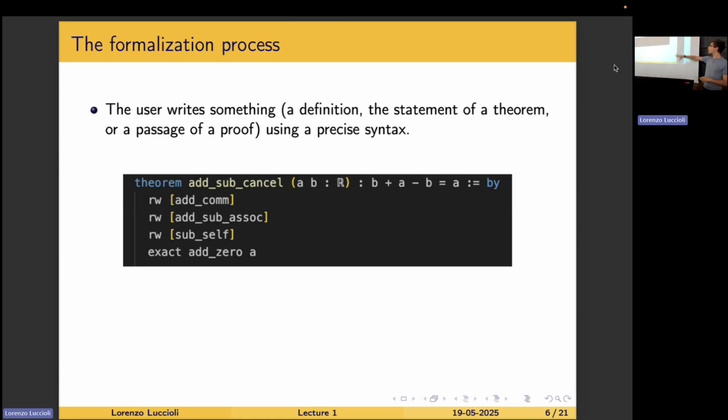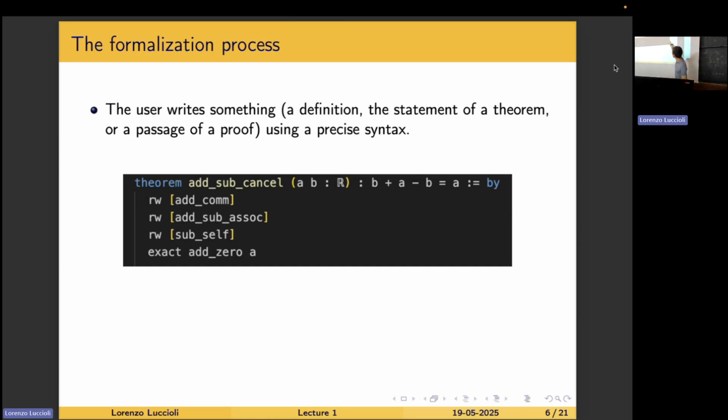So you can try to read what's in there. You see there's written theorem, which means, okay, we're starting to write a theorem. Then we say how we're going to call the theorem, because maybe we want to reuse the theorem later, so we have to give it a name. In this case, add_sub_cancel. And then we write what the actual theorem is. We start by introducing some variables here. a and b are real numbers. And we're saying a very simple thing, which is b + (a - b) = a. It's a very basic result.